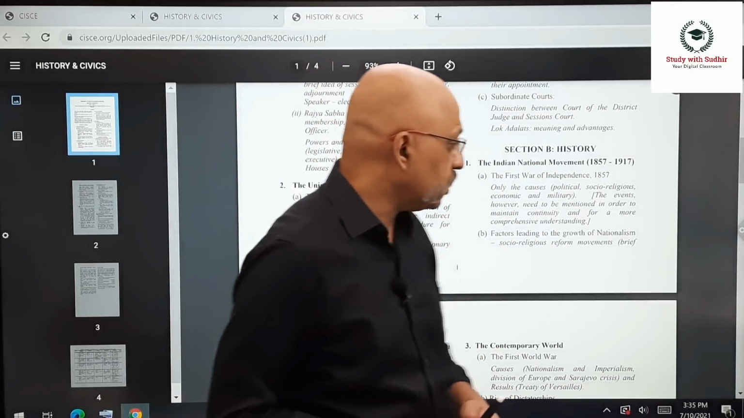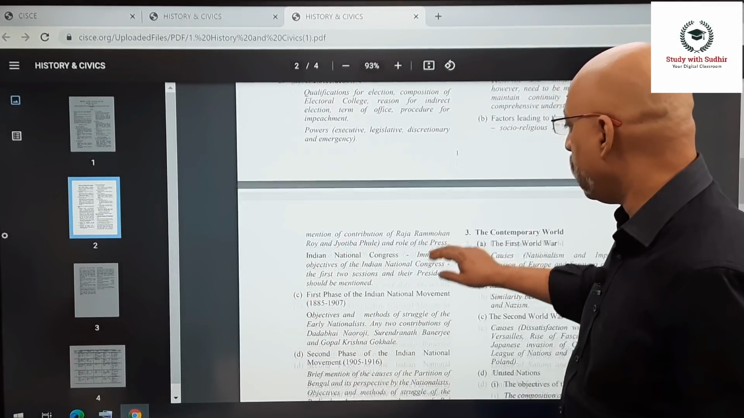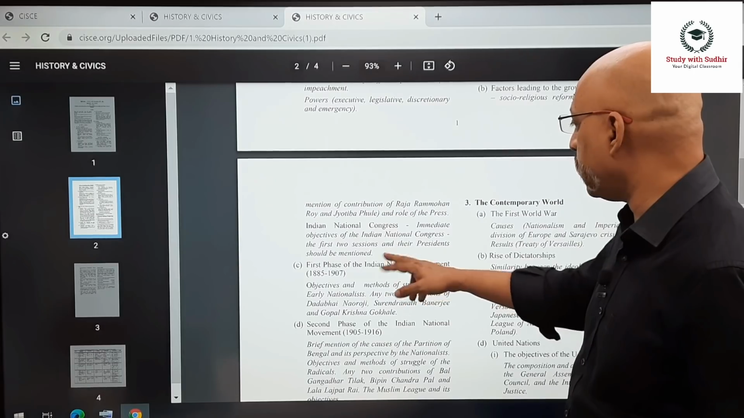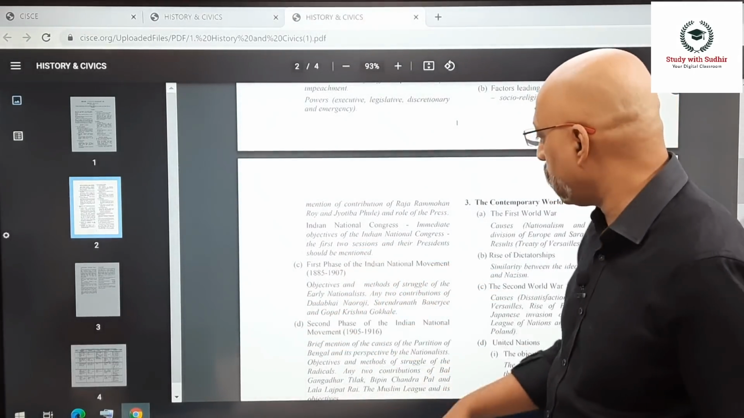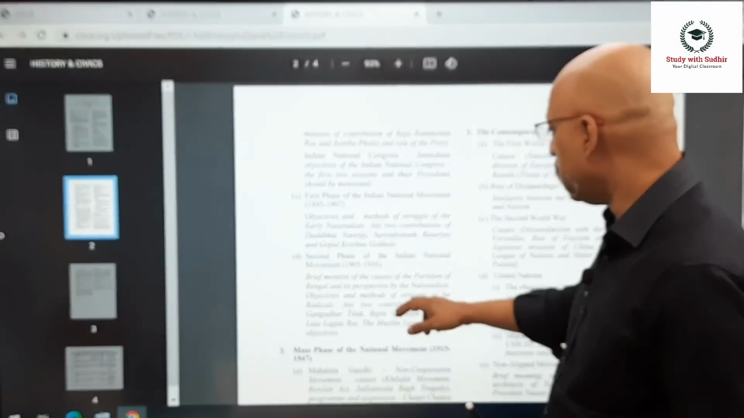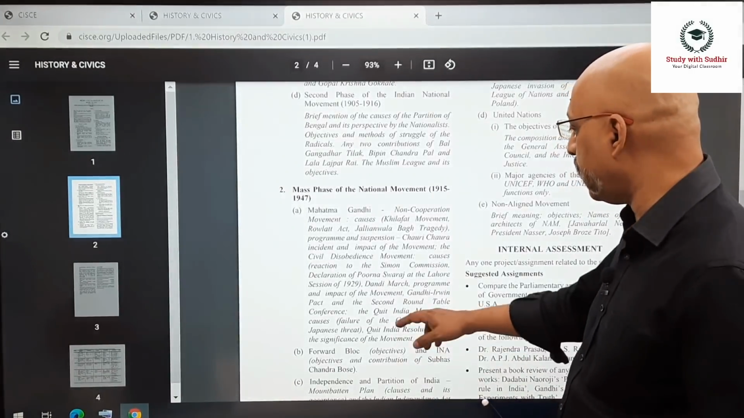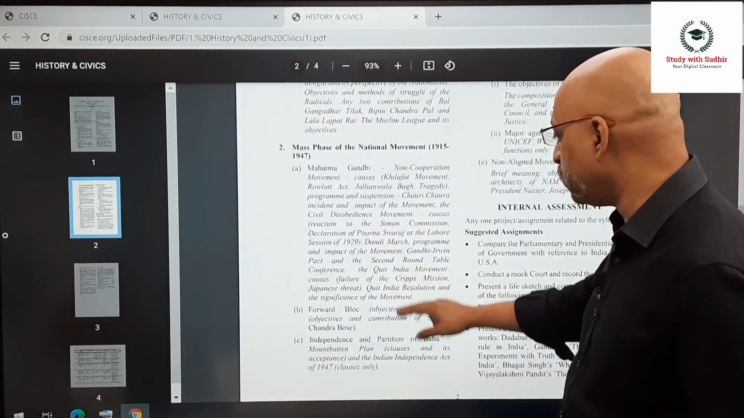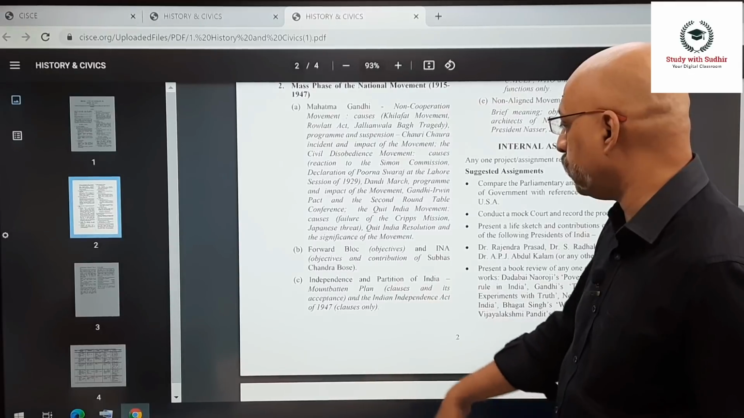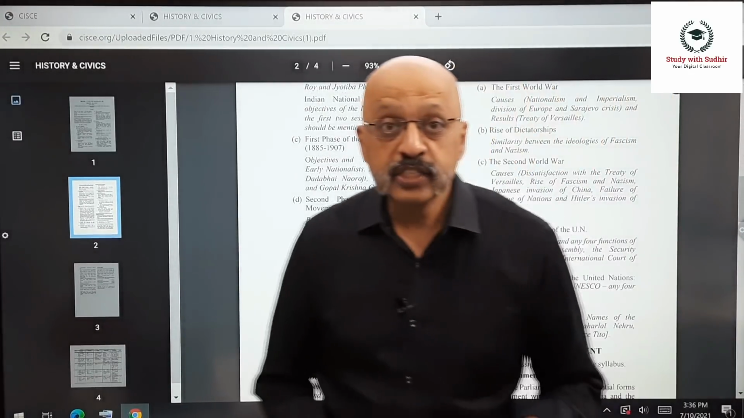The factors leading to nationalism, Raja Ram Mohan Roy, Jyotiba Phule, the Indian National Congress, the first 2 sessions, they are not asking for anything more. This is exactly a copy paste of the syllabus in 2021. Even in the mass phase of the national movement, the Gandhian era, it's pretty much the same. No change at all. Forward Bloc, Subhash Chandra Bose, the independence of India, nothing really changes.